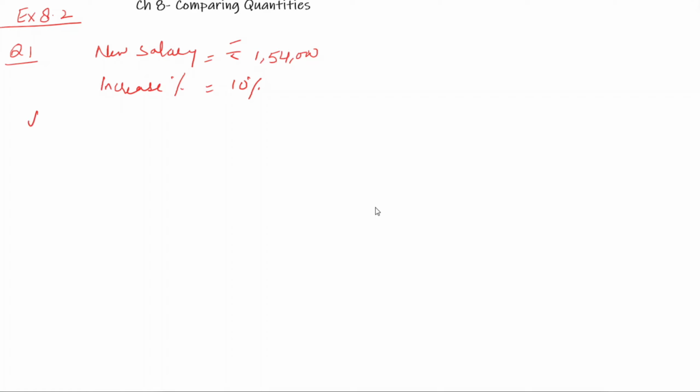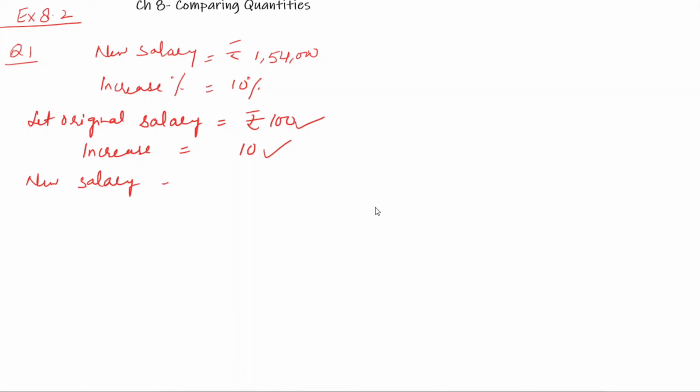So let original salary be equal to rupees 100. Increase percent is 10% means 10 rupees is the increase over it. This is the increase amount, not in percent. So if salary is rupees 100, increase is 10 rupees. So what is the new salary going to be? Rupees 100 plus 10 gives us 110. So 110 is the new salary.